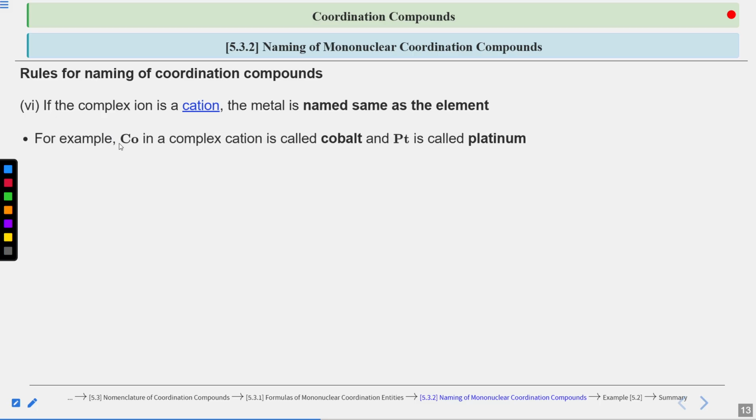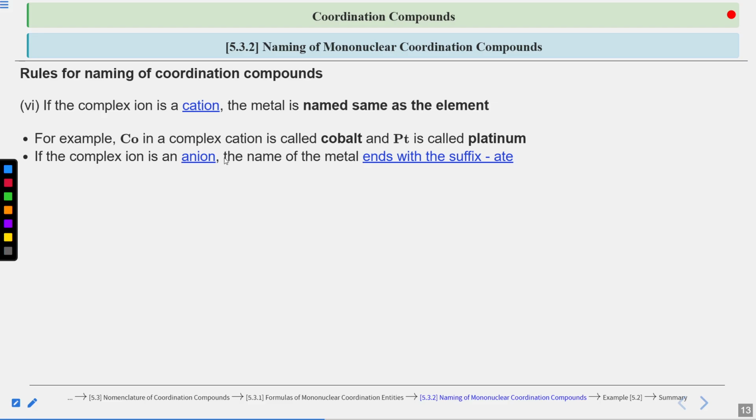For example, let's take cobalt in a complex cation. If the complex is a cation and cobalt is the central metal, then you have to name it as it is, like cobalt, while naming that coordination compound. Similarly, if platinum is the central metal for any complex ion which is a cation, then you write the name of platinum as it is, like platinum.